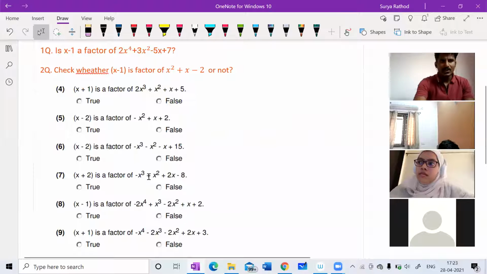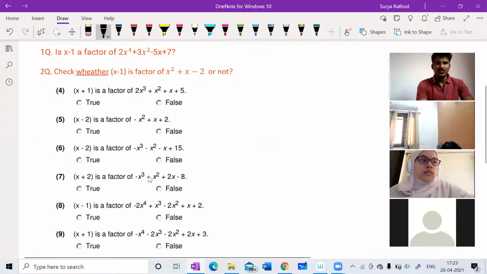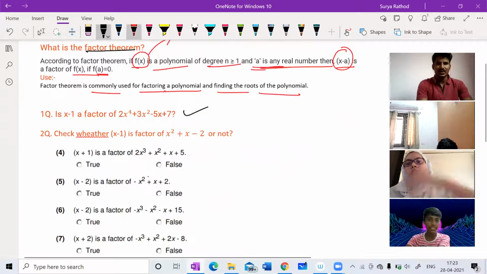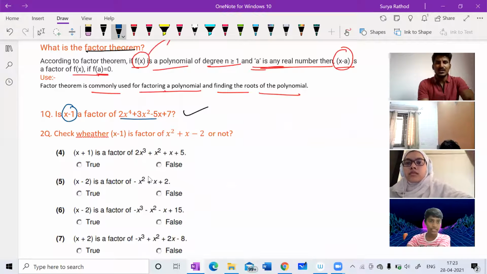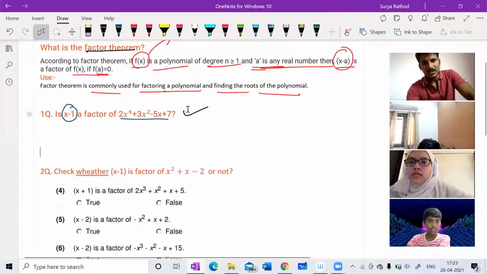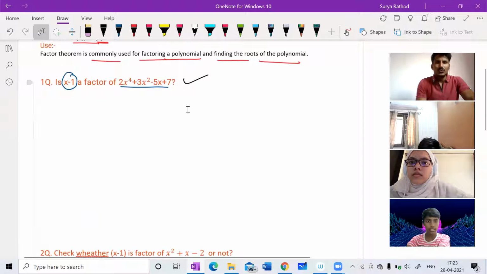See here, the first question. Is x minus 1 a factor of this polynomial or not? That is what it is asking us to find. How can we say this? Let us solve that.